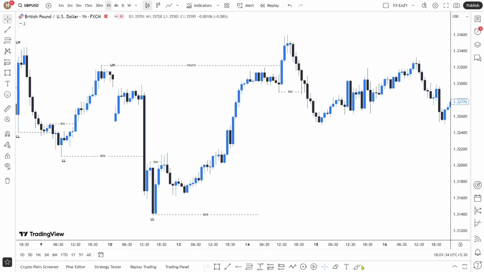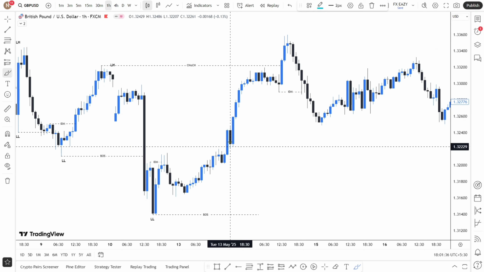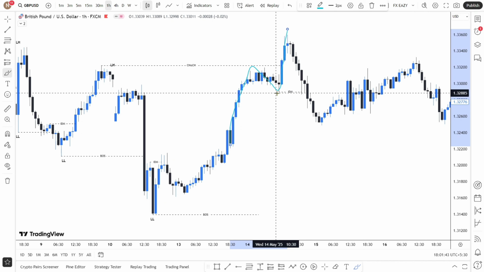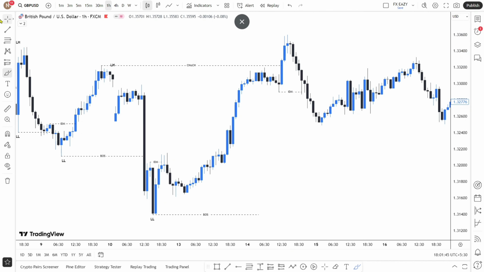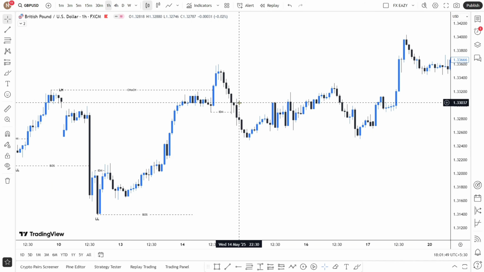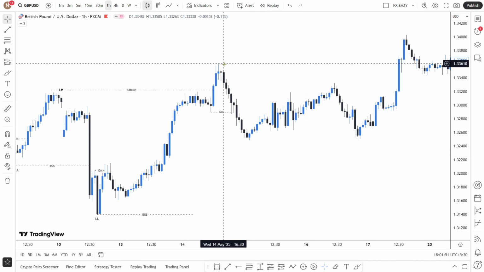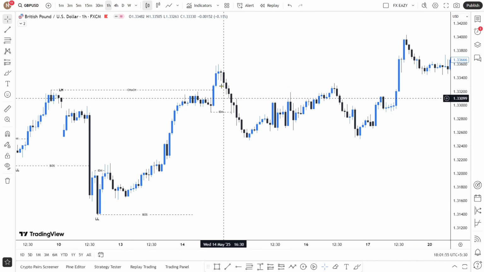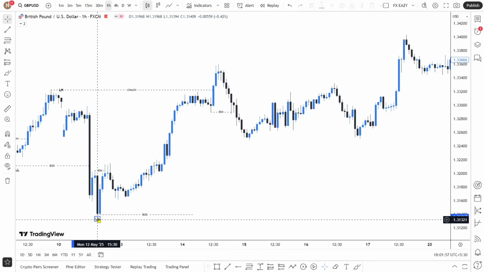If you see here at this level, what is happening? The market gave a pullback and then it moved higher. So this was the extreme point of our retracement, so this is a valid inducement point. Okay, after that our higher high has appeared, sorry, this one is our higher high.